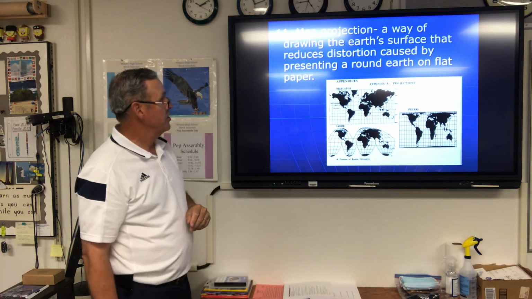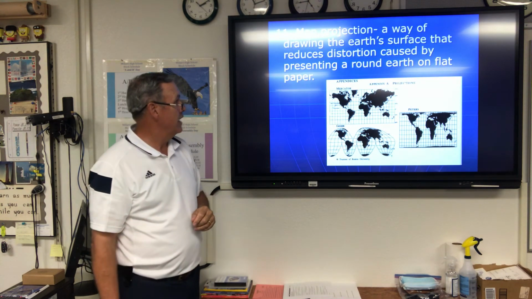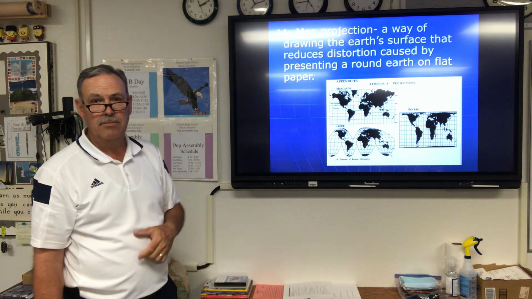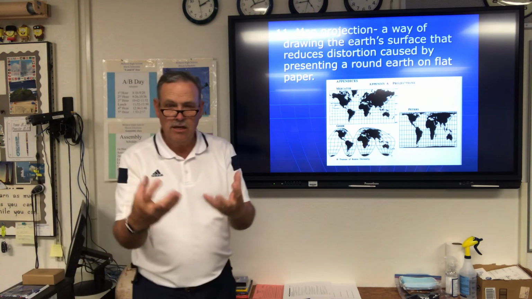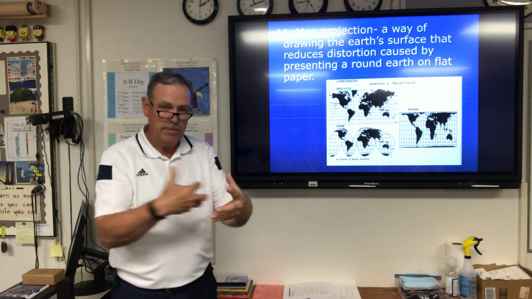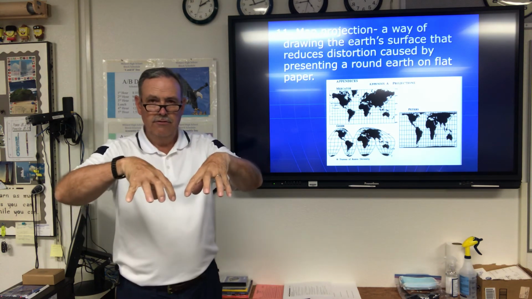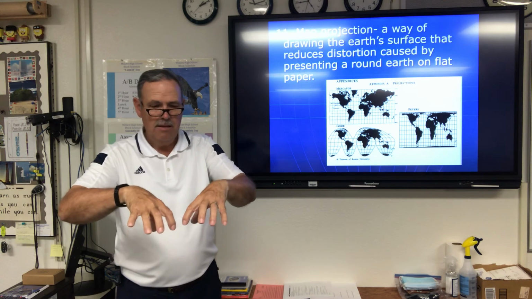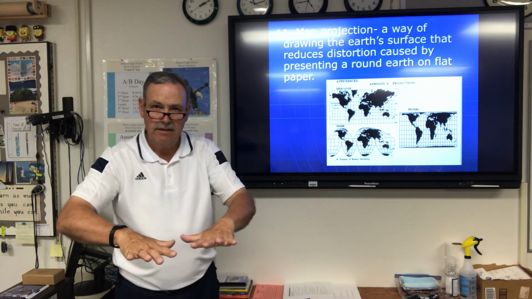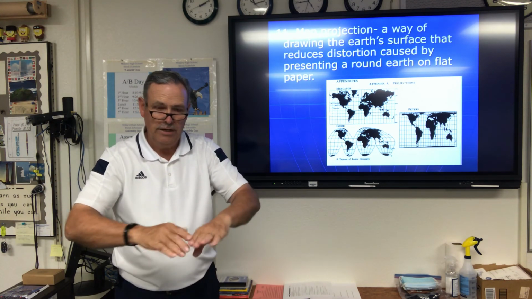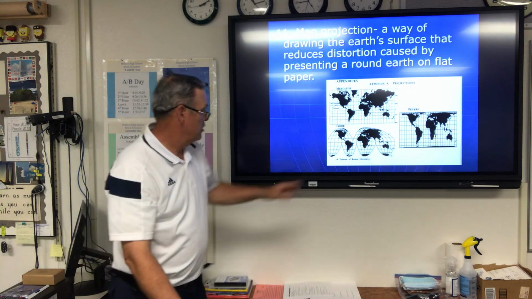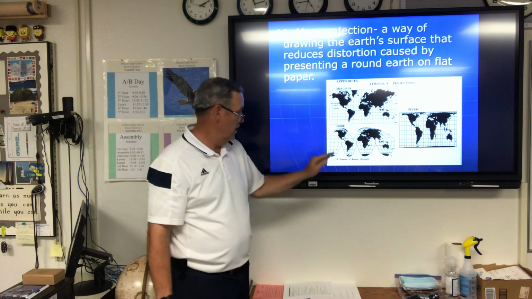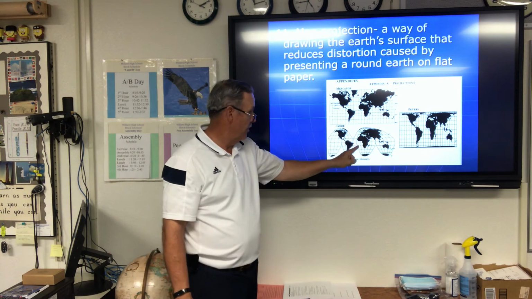Okay, a map projection is a way of drawing the Earth's surface that reduces distortion caused by presenting a round Earth on a flat paper. So it's like taking an orange, cutting it in half, scooping out all the good stuff, putting it face down, or inside down, I guess, and then trying to flatten it. And if you do, it's going to tear. So this projection, you can see, has some of those tears. So there's less distortion with that one.